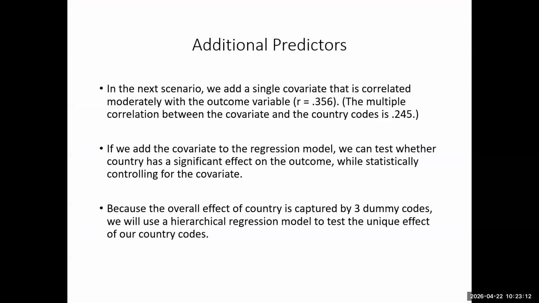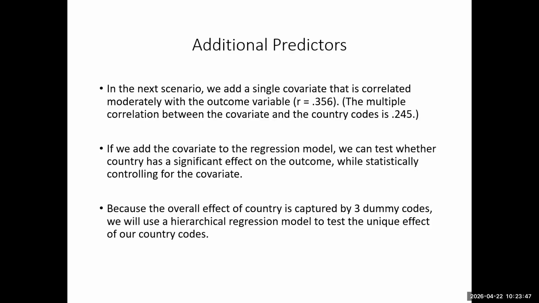Okay. Now, I want to look at a scenario where we add a single additional predictor. We're just going to use the generic term covariate to describe the single additional predictor. And what I'm talking about here can generalize to a scenario where we add multiple predictors. Okay. So here we're going to add the covariate. We're going to assume that the covariate is moderately correlated with the outcome with an R of .356. And the multiple correlation between the covariate and the country codes is 0.245.